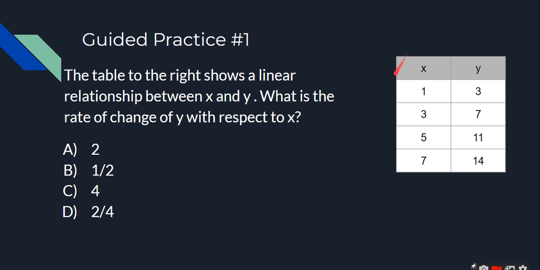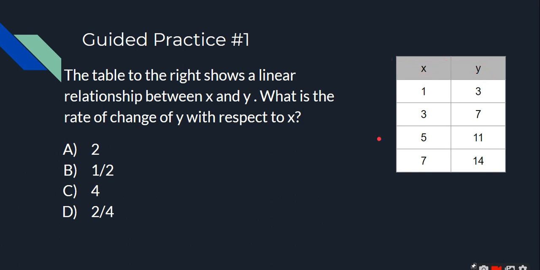Here we have, you can see we have a table. So first let's read the question and see what it's about. The table to the right shows a linear relationship between x and y. What is the rate of change of y with respect to x? So here we have our x coordinates and our y coordinates.